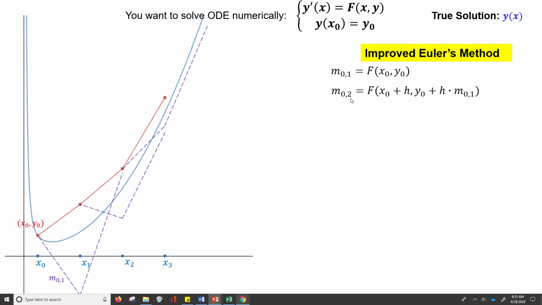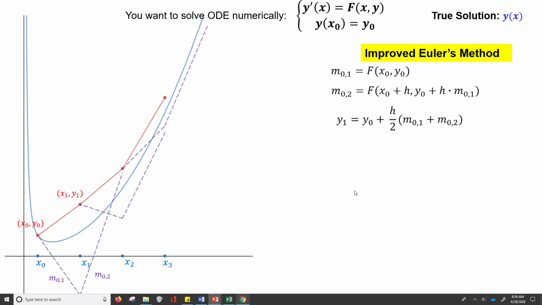To find m sub naught 2, you evaluate the slope at x sub 1, which is x sub naught plus h. Now you don't know y sub 1, so we replace y sub 1 with Euler's estimation of y sub 1, which was y sub naught plus h times m sub naught 1. So that's m sub naught 2. So y sub 1 was y sub naught plus h times the average of the two slopes. So this is x sub 1, y sub 1. The slope of the red line is the average of the two purple slopes.